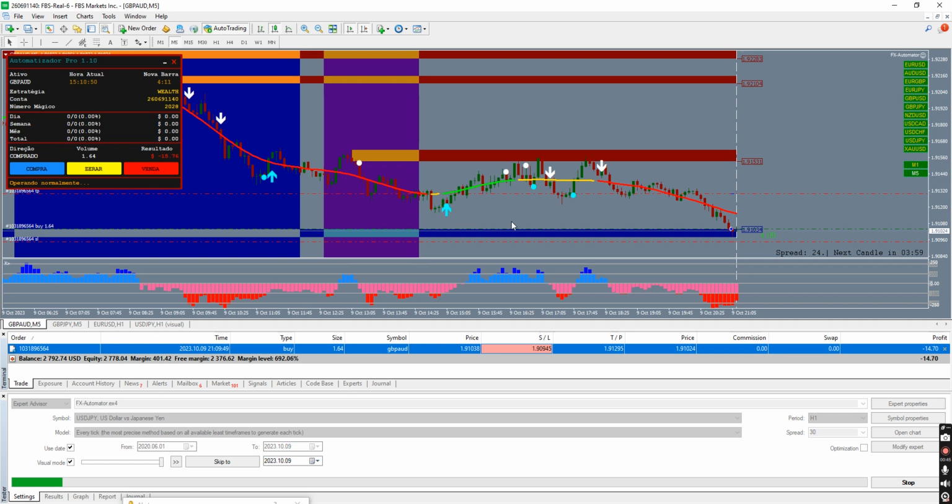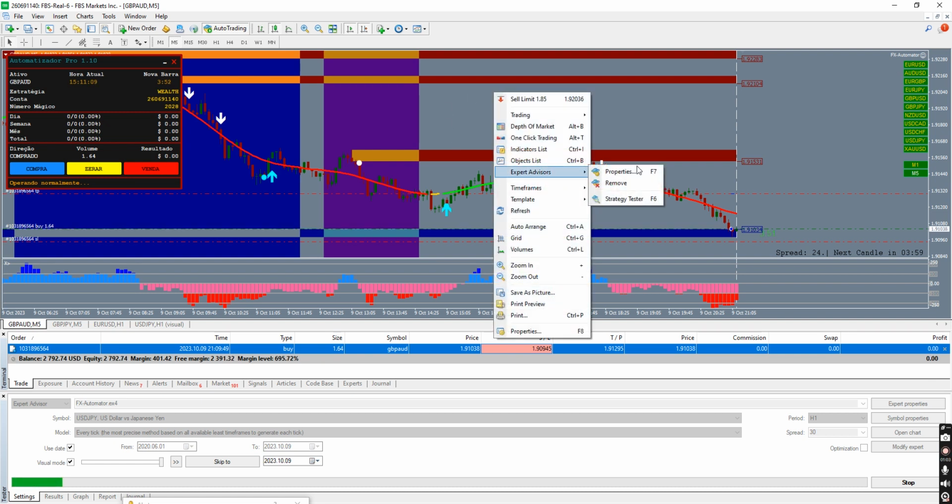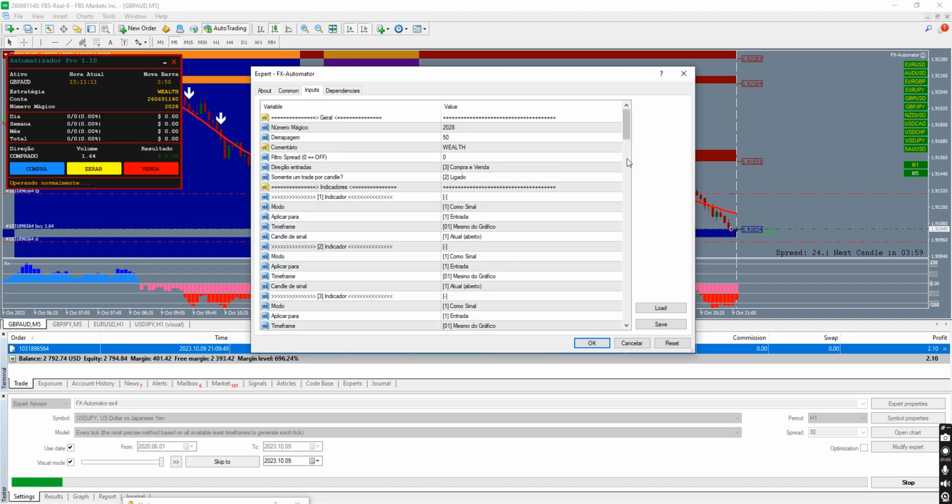So I opened this trade manually using the same robot. This is an automated FX robot. You can automate your indicator here, and also you can trade manually. So when you put your indicator here, it's going to trade based on what you ask it to do.